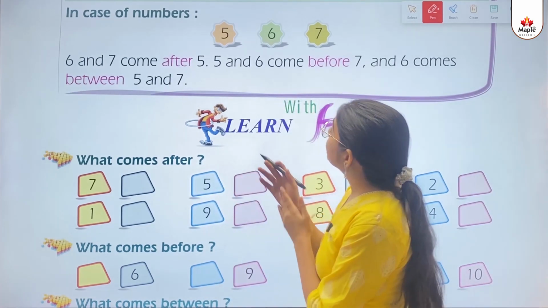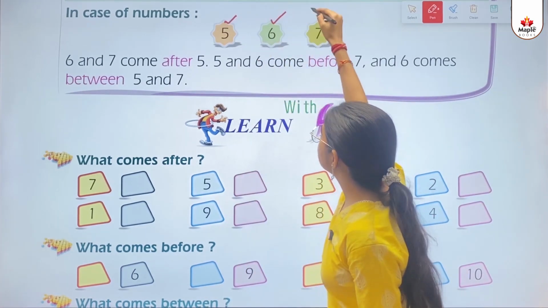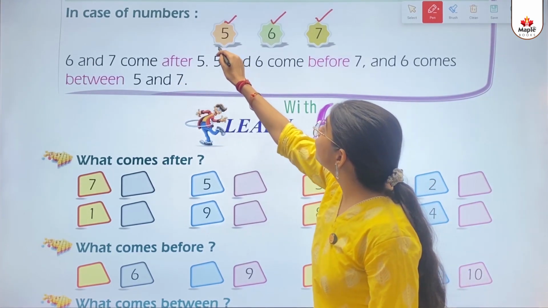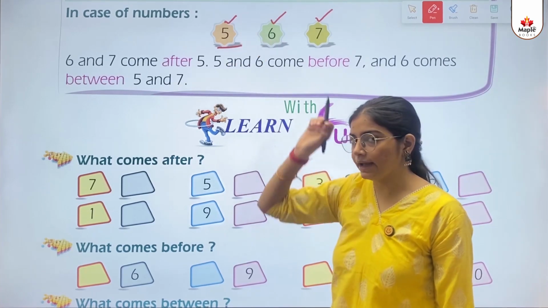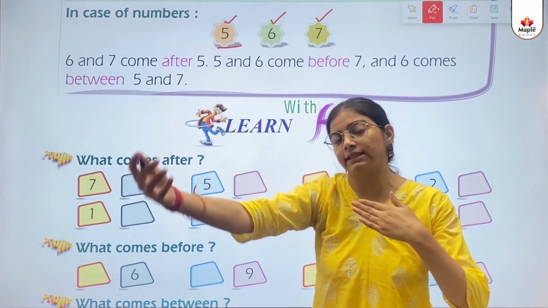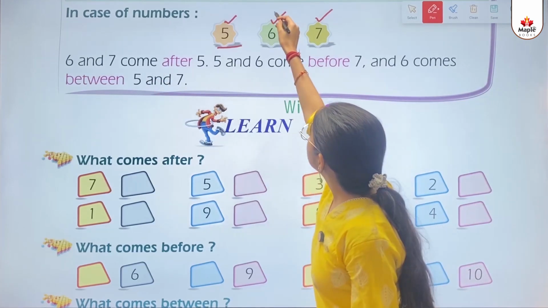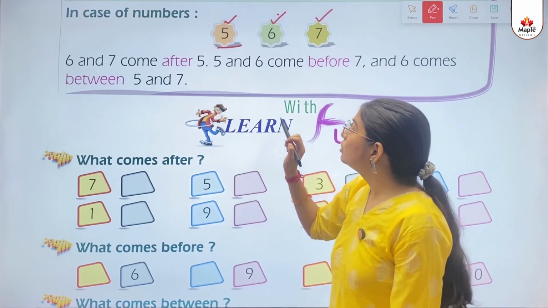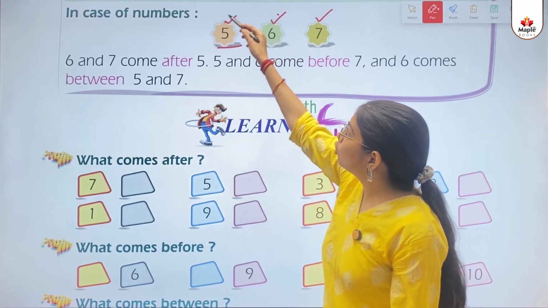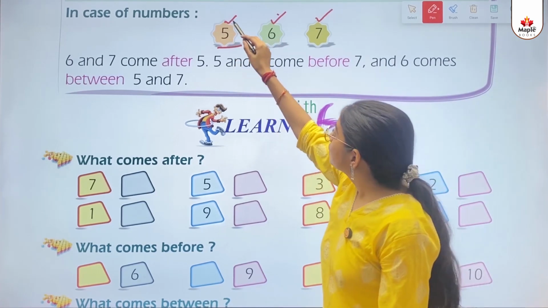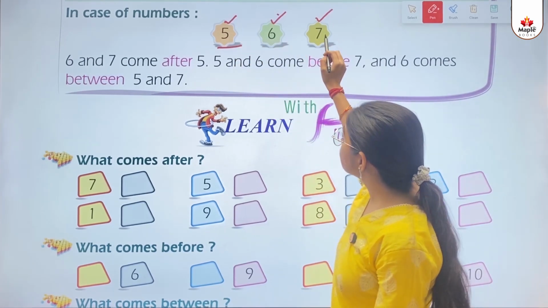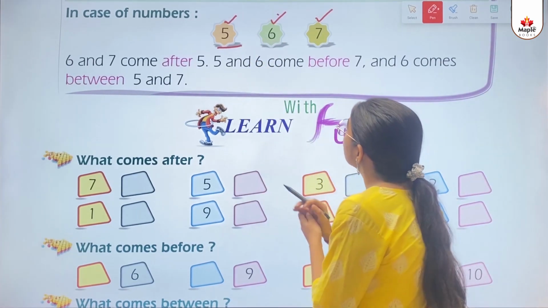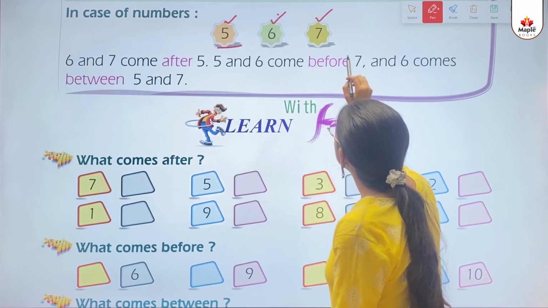So, what is written here? 5, 6 and 7. 6 and 7 come after 5. 5 is written here. And I already told you after means the next things. So, 6 and 7 come after 5. So, 5 is before the 6. Got it? Then, 5 and 6 come before 7.